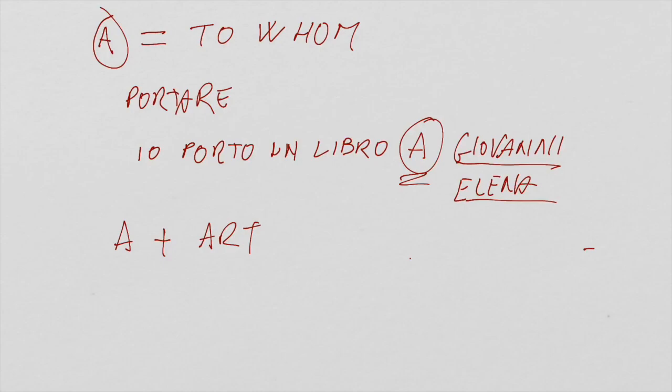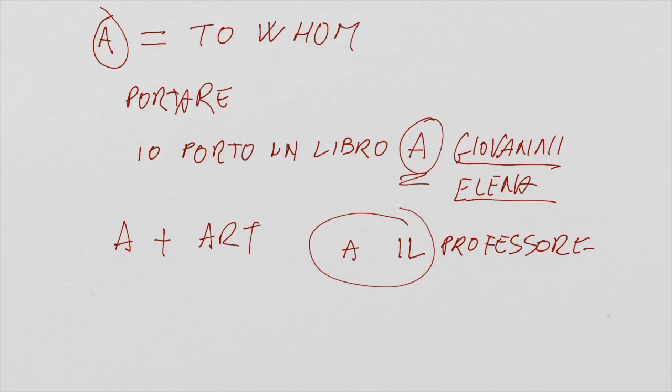So what is the article that you will place in front of professor? Professore in Italian will be il. Okay, il professore. So in this case, I will put it in front of it. So io porto il libro a il professore. Italian combines the two elements in only one word, and the result will be al professore. And the same thing happens with all the other articles.